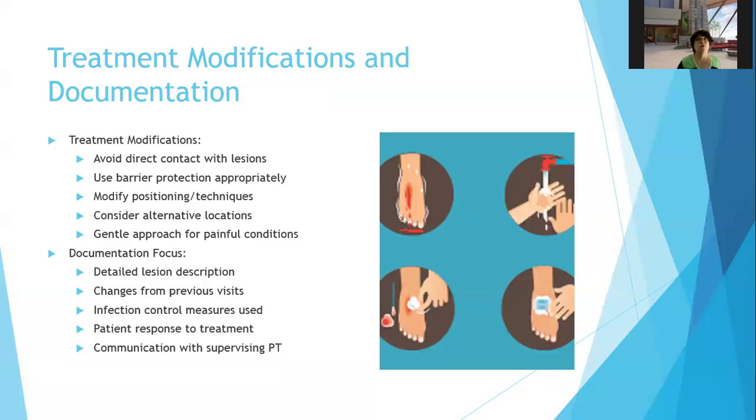So, when you're treating someone either for that wound or as a consequence of something else, you want to avoid direct contact with skin lesions, use barrier protection appropriately, gloves, gowns, modify positioning and techniques, consider alternative locations if you're doing TheraBand things, maybe if they have a wound on their hand, you're going to maybe do something else. Gentle approach for painful conditions.